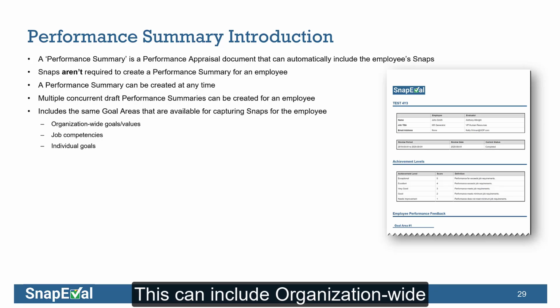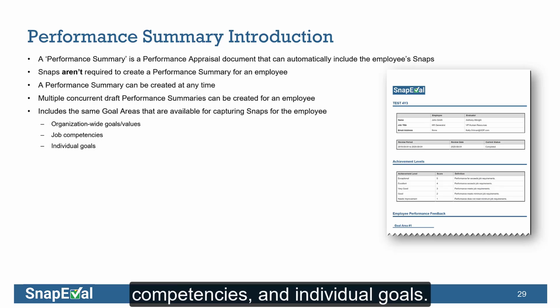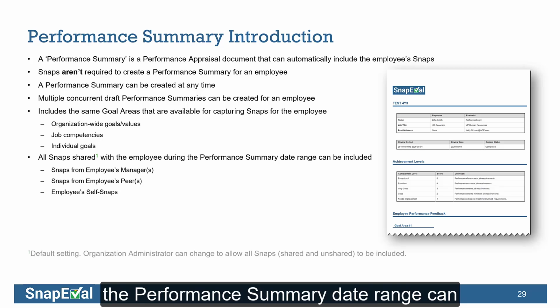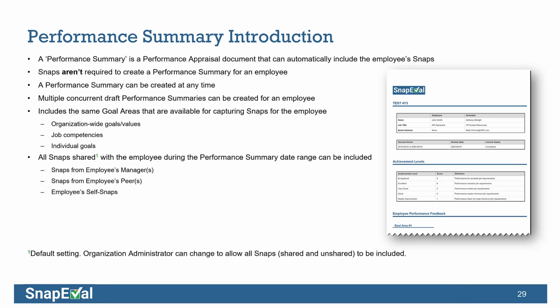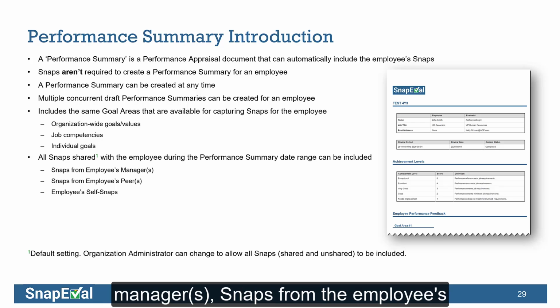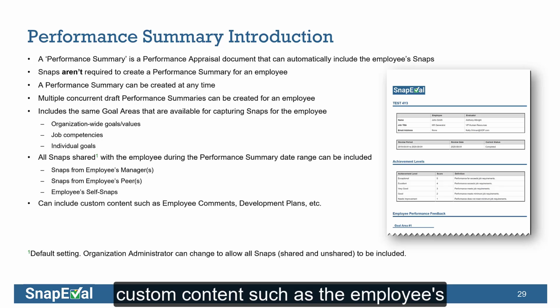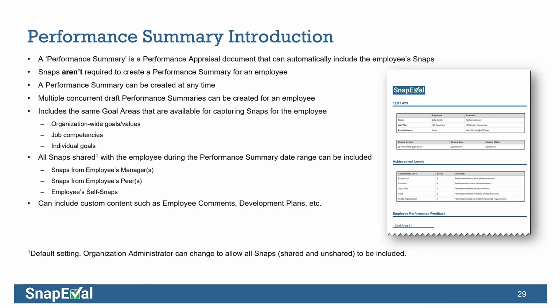This can include organization-wide goals and values, job competencies, and individual goals. All snaps shared with the employee during the performance summary date range can be included in the performance summary. This can include snaps from the employee's managers, snaps from the employee's peers, and the employee's self-snaps. A performance summary can also include custom content, such as the employee's comments or development plans.